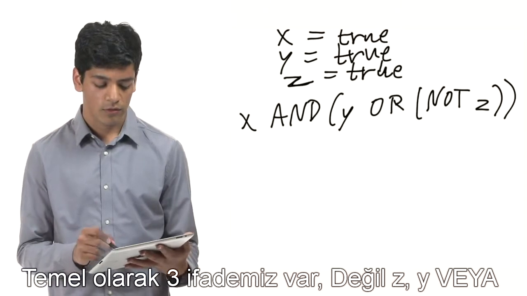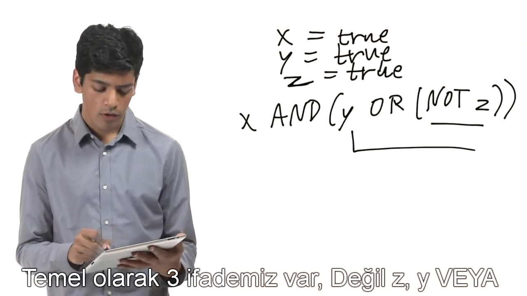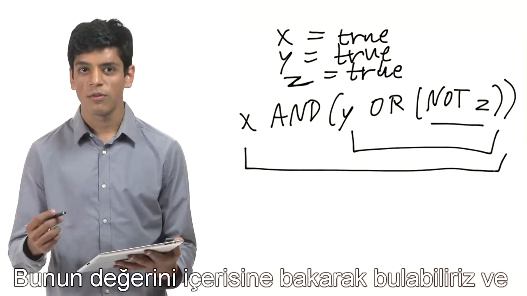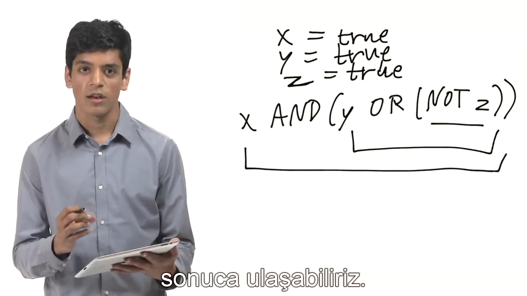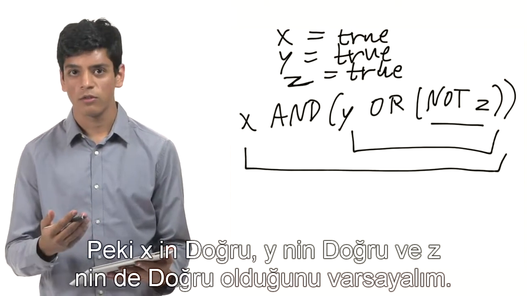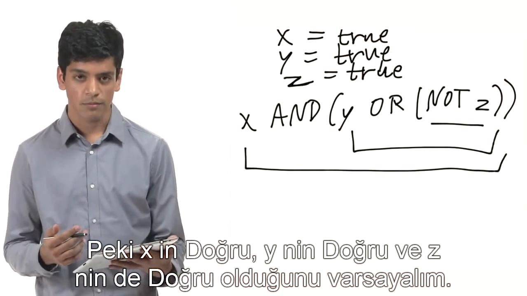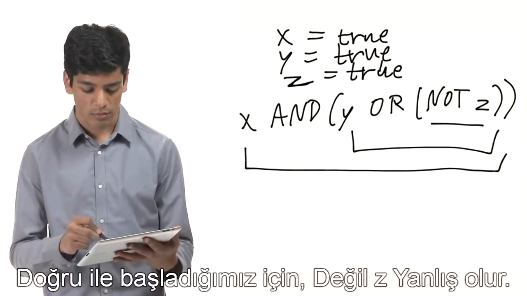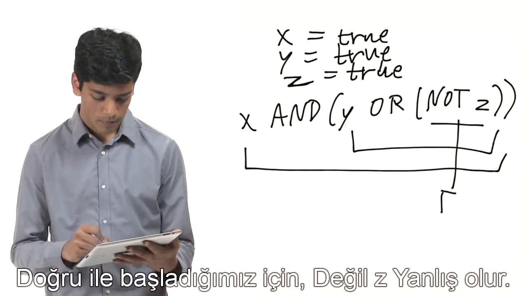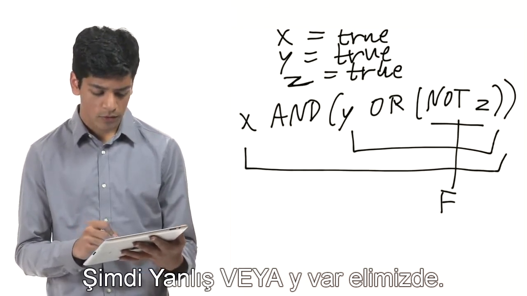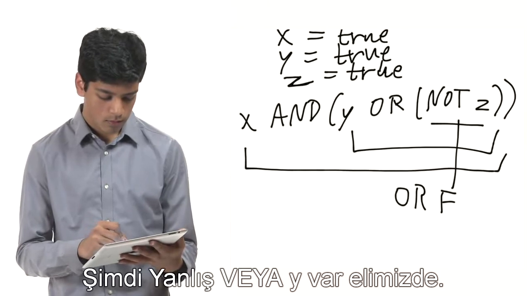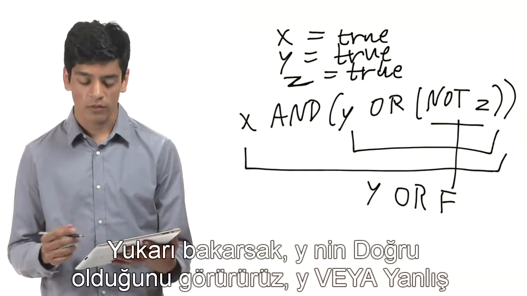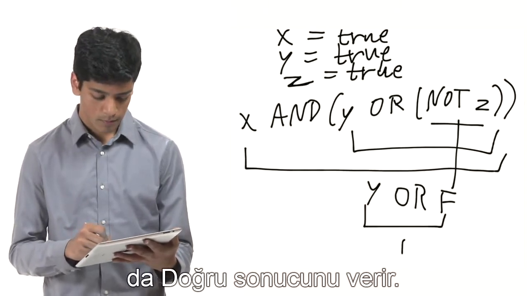So there are basically three expressions here: not z, y or not z, and x and y or not z. We can figure out the values of these by looking at the inside and working our way out. So let's suppose x is true, y is true, and z is also true. What would not z evaluate to? Since we start with true, not z would simply be false. So now we have false or y. If you look on top, you can see that y is true. Y or false would still just be true.